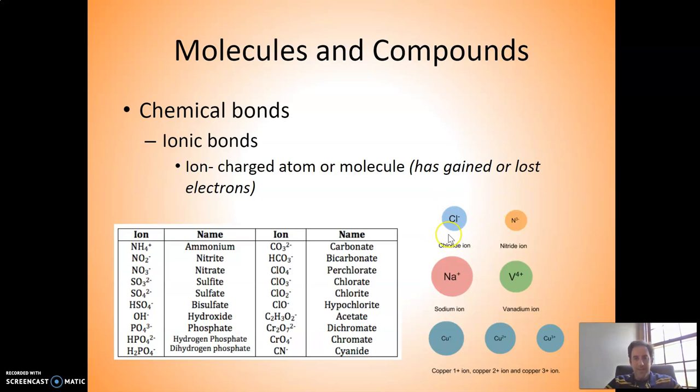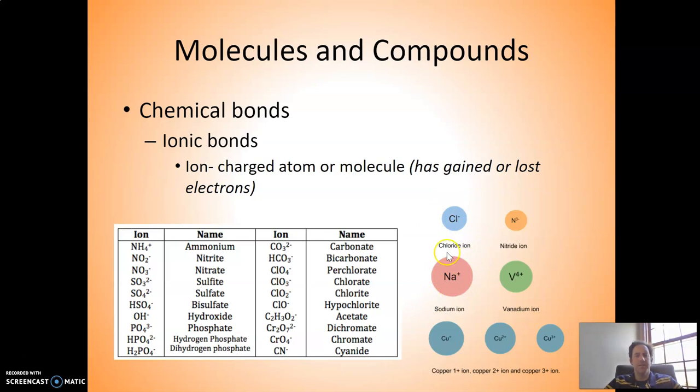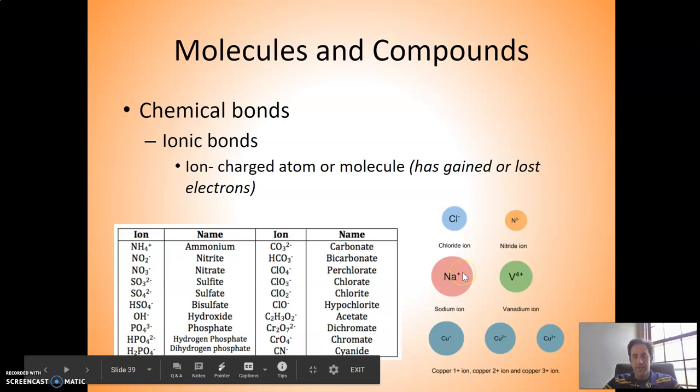So chlorine has a negative charge. Sodium has a positive charge. Take a moment to think: if chlorine is negative, did it gain an electron or lose an electron? Hopefully you said gain, because electrons are negative. So if it's Cl minus, it must have one extra electron. So sodium has lost an electron.